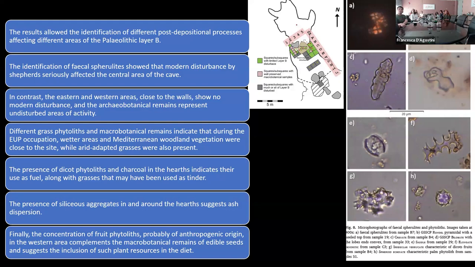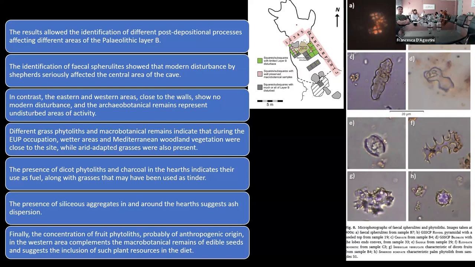So what we did is, we started to analyze and we saw that the fecal spherulites were quite well distributed with the disturbance. So we used them to delimit the disturbed area. And then we compared our results with other results, particularly from the micromorphology. We saw that the fecal spherulites showed that modern disturbance seriously affected the central area of the cave. In contrast, the eastern and western areas close to the walls were not modern disturbance, and the archaeobotanical remains represent undisturbed areas of activity.